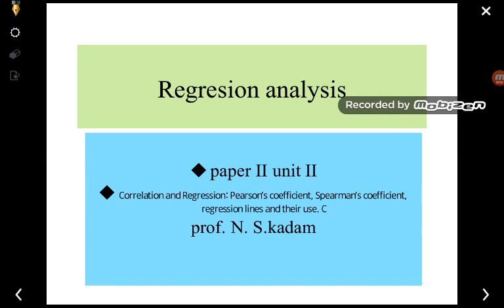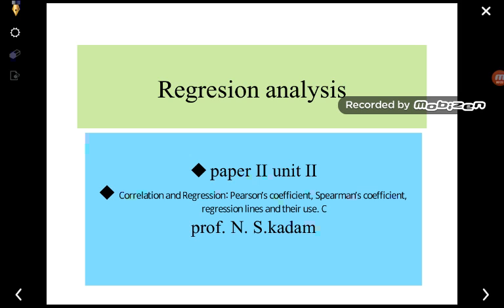Good morning students. Today we are going to continue the Saturday topic, that is regression. Today we are going to study a little more deeply inside the topic, that is regression. So the topics included are regression line, regression equation and regression coefficient.